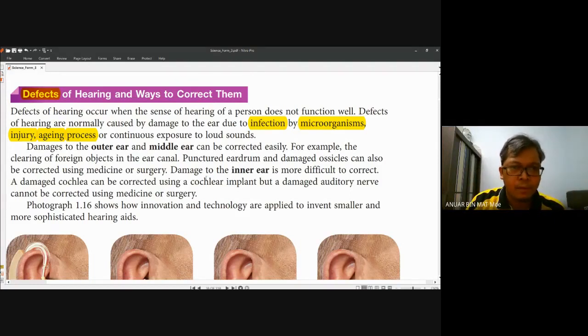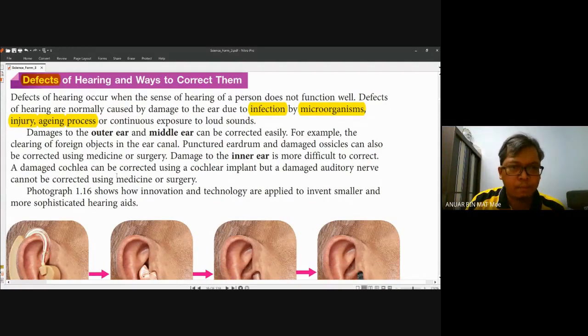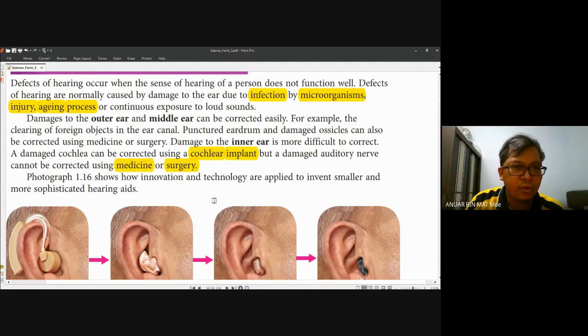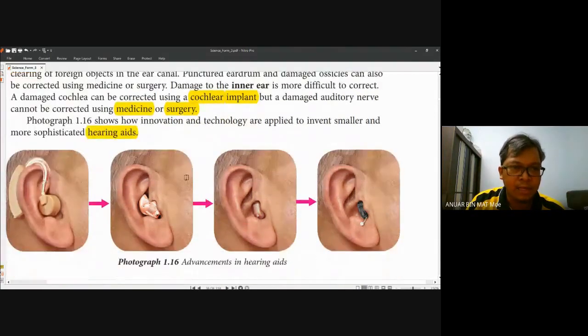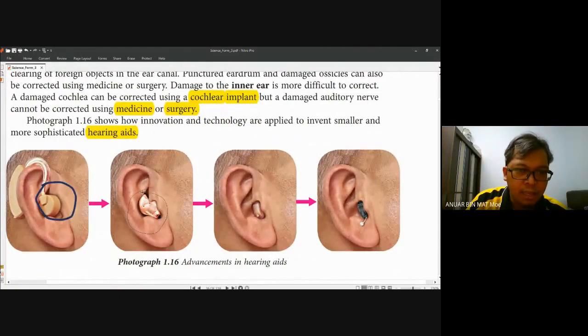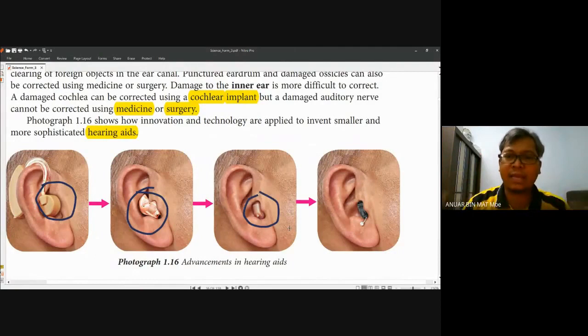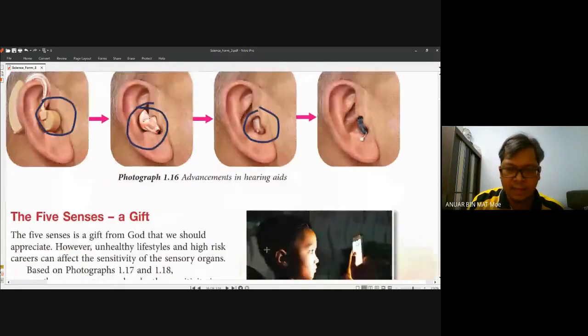Alright, so how to correct them? Maybe you go for a cochlear implant, you go for operation using a medicine or surgery, or you use a hearing aids. Nampak ini gambar ini di dalam ini ya, dia boleh pakai hearing aids, okay, untuk bagi dia kuatkan lagi bunyi supaya dia boleh dengar. Okay, yang lainnya boleh baca sendiri ya.